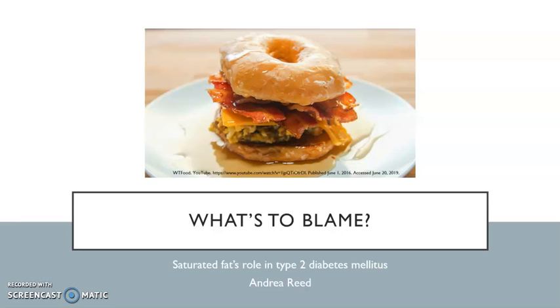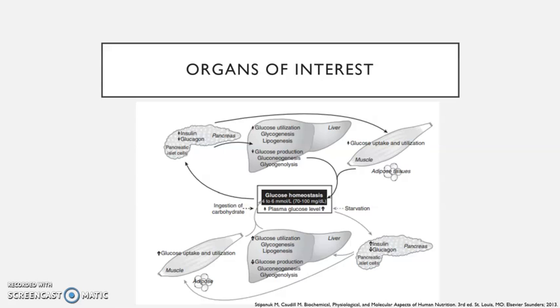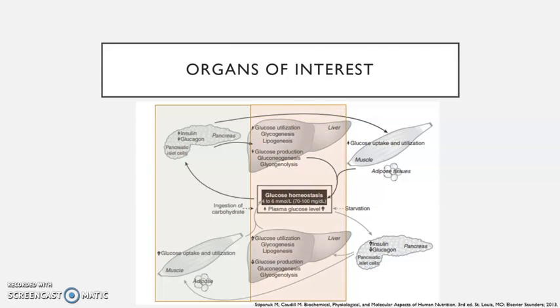Hello everyone. While glucose is historically blamed in the pathogenesis of type 2 diabetes, today we're going to discuss saturated fat's causative role. For the purpose of this discussion, we're going to focus on two organs. The pancreas is responsible for insulin secretion, which is used by the liver to maintain glucose homeostasis. Recall that in the fed state, the liver is responsible for increased glucose utilization, and in the fasted state, the liver is responsible for glucose production. Glucose utilization or production is regulated by the hormone release from the pancreas.